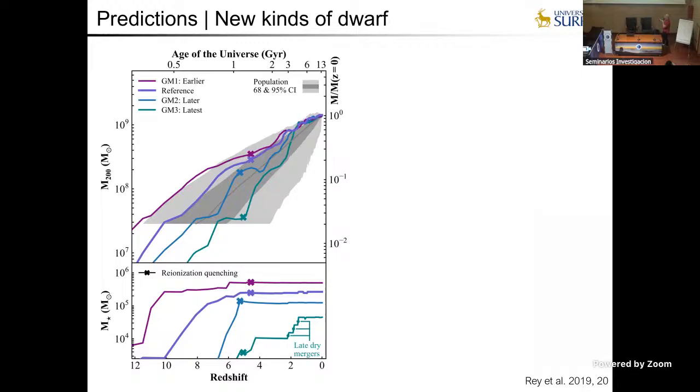But what you can see happening here is this one forms late, this one forms early. And just by changing this assembly history, we get a radically different stellar mass. So the early former has nearly 10^6 in stars, and the late former is, well, no, a little bit of that. So it's just over 10^4, sorry, by here. Okay. Now, why is this? This is all because of reionization. So this X marks the epoch of reionization quenching for each of these dwarfs.